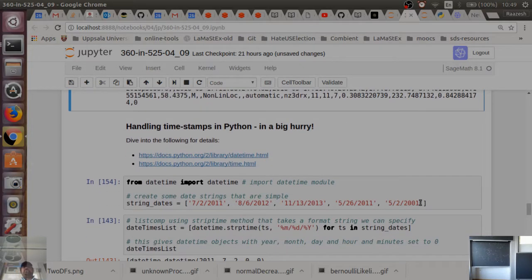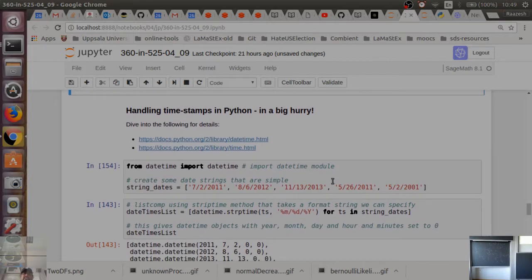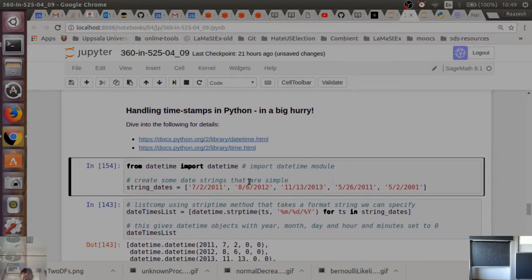So, handling timestamps in Python in a big hurry. You want to dive further into these two docs, but let's just quickly go here. So from the datetime module, import datetime. This is what we're going to use.